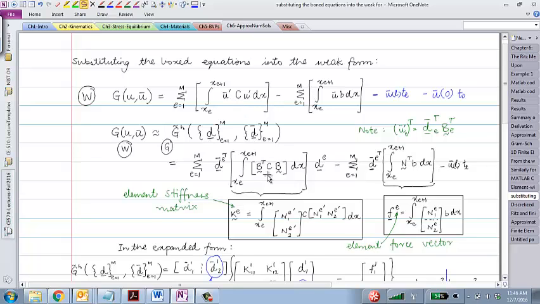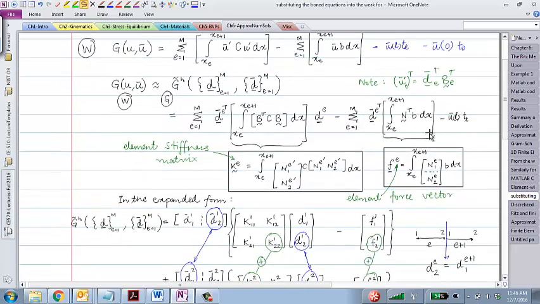Substitute that in here, we get some expression that looks like B transpose C B. That B matrix is the one that I showed you on the previous page. For the F vector, we get N transpose B and some boundary terms that I'll talk about in a little bit.